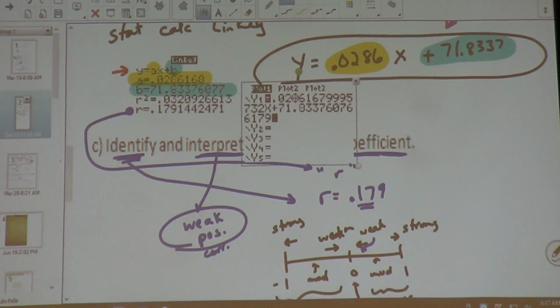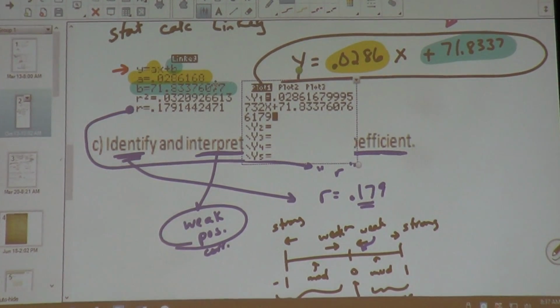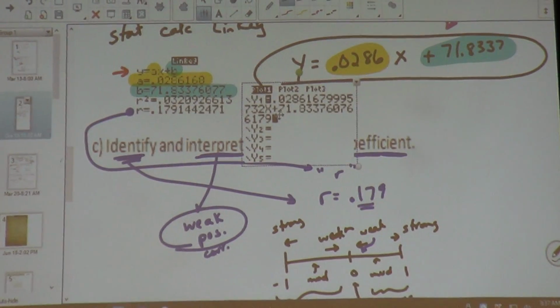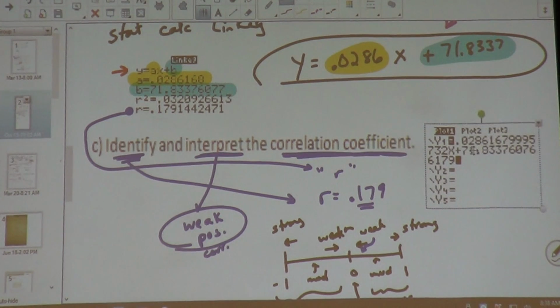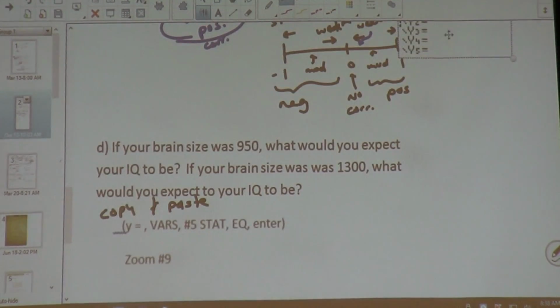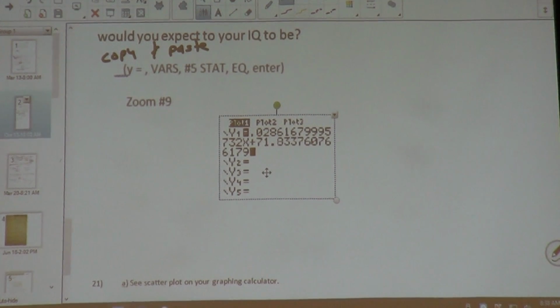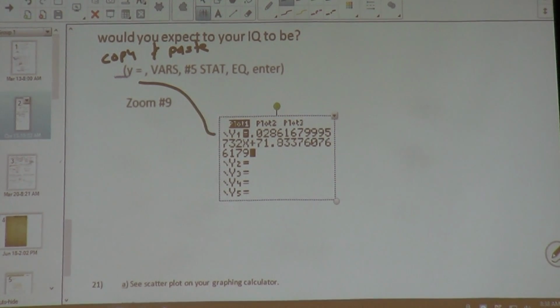Up here, I just sucked over this equation, 0.02861 blah, blah, blah, plus 71.83 blah, blah, blah. I sucked over that whole equation and didn't have to type it in. That's what I just did. I sucked over the y equals all the yellow times x plus all the blue. Now, I have mine so that it's on 3 different lines. Yours is probably on 1 line, and you just have to scroll over to see everything. So what we just did is we copied that entire equation into the y equals.